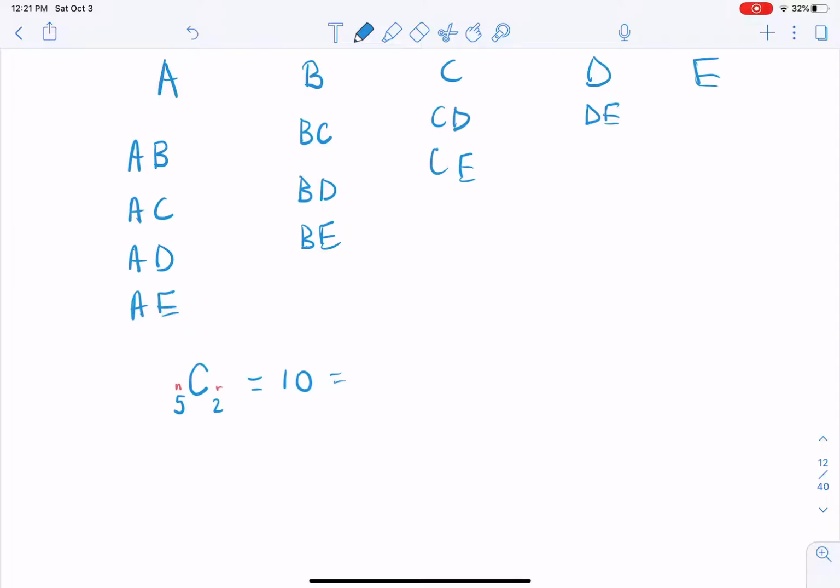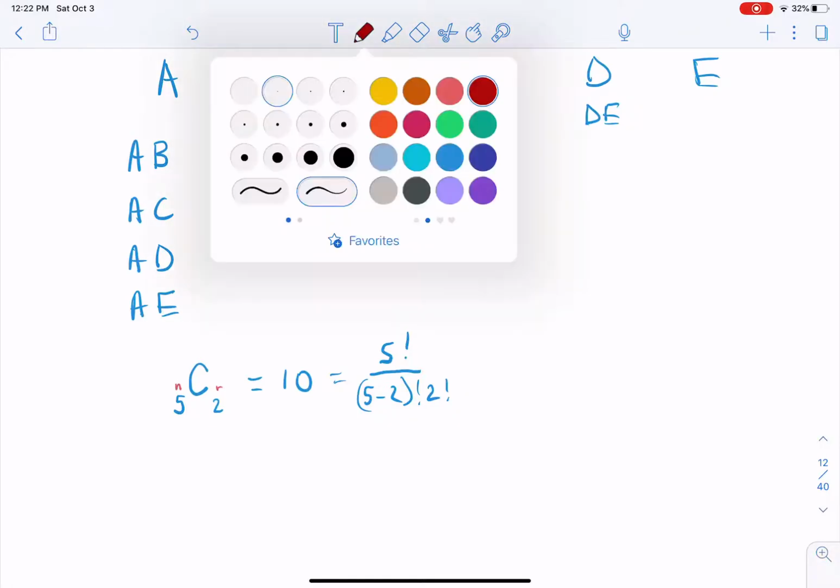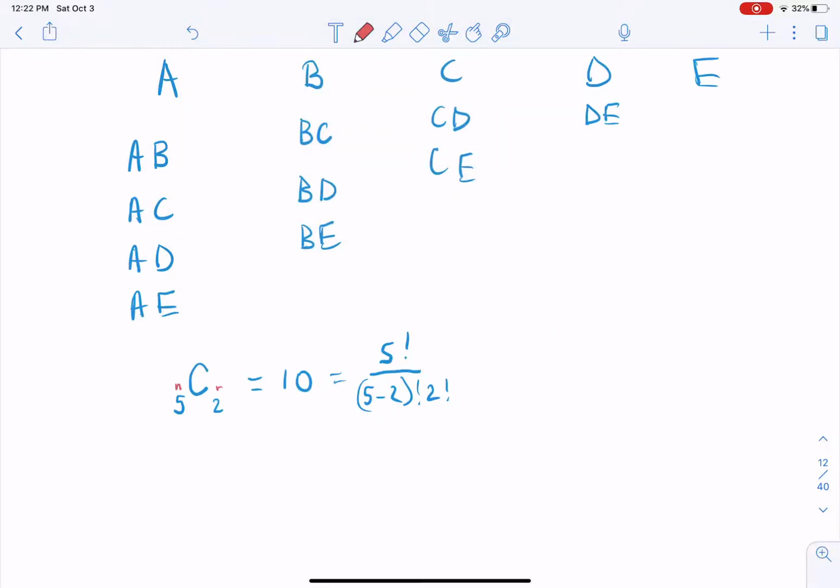It's supposed to be n factorial, that's going to be our 5 factorial, over n minus r, that's 5 minus 2 factorial, and then times r factorial, which is 2 factorial. Well, what the heck is a factorial? It means the product of all the numbers, that number, and then all the integers that come before it, to 1. It's 5 times 4 times 3 times 2 times 1.